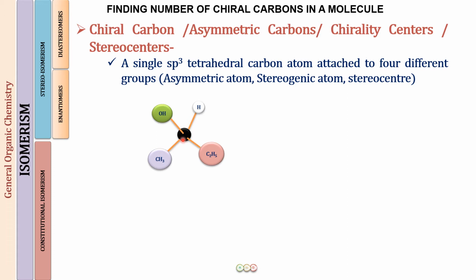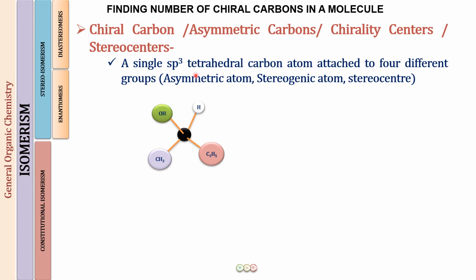Now this is a molecule of butane-2-ol where we have one chiral carbon, which means that there is a carbon which is surrounded by four different groups, and the four different groups are forming single or sigma covalent bonds with this carbon, a single sp3 tetrahedral atom. The carbon is sp3 hybridized, and all these four groups are going to be arranged tetrahedrally around this carbon. Such a carbon we call a chiral carbon, right?